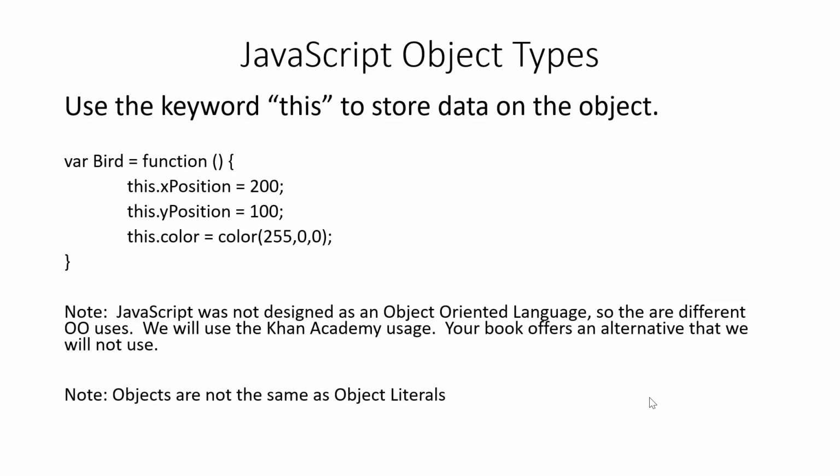So we're just going to stick with one way in this class, and we're going to use the same way that Khan Academy uses to help reinforce. The book offers alternative ways to do it. You could use those, but we're not going to cover those in class. So for object types, we're going to use the function definition.